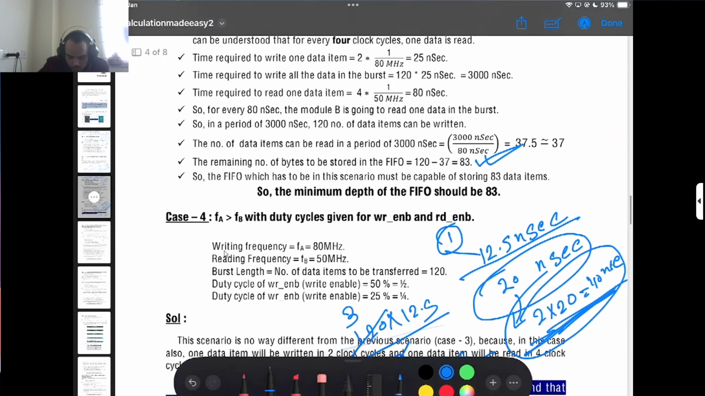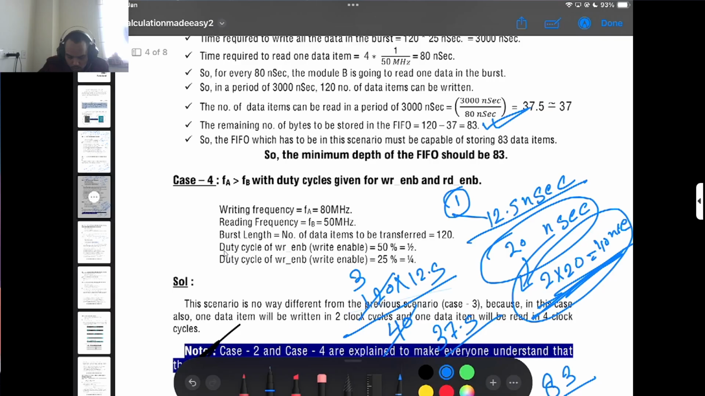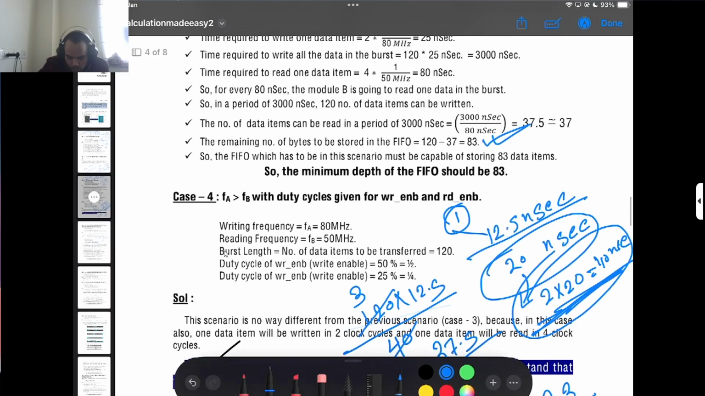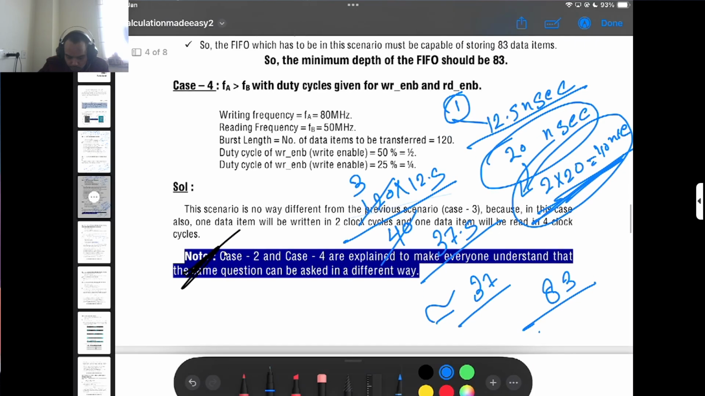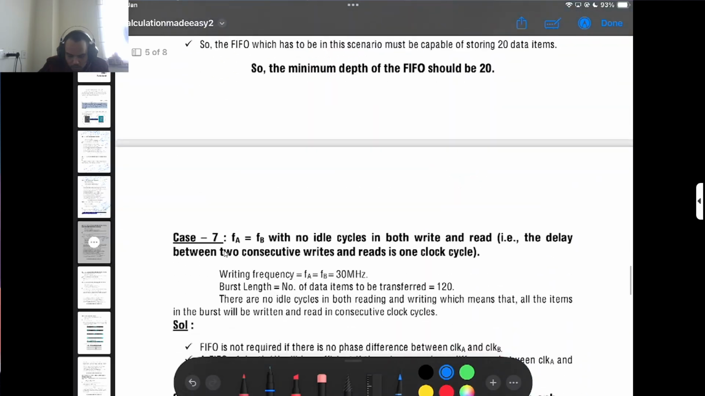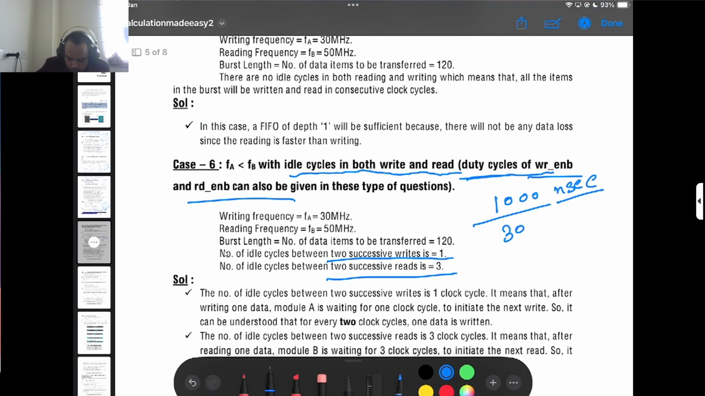Previously it was 80 megahertz, which gave 12.5 nanoseconds. Now for writing, two clock cycles are required for writing the data, so here the multiplier is two.